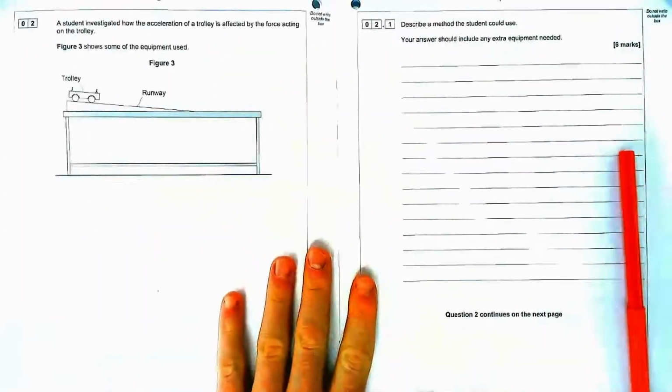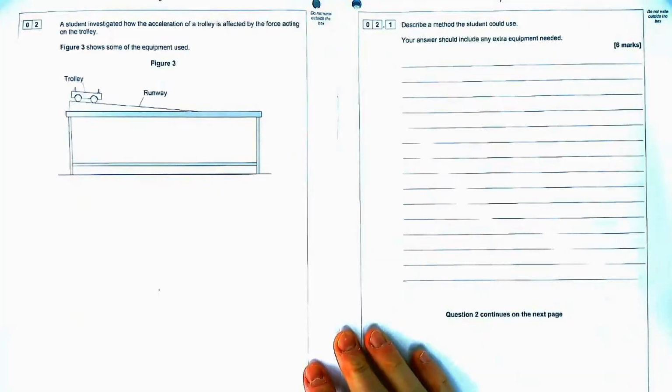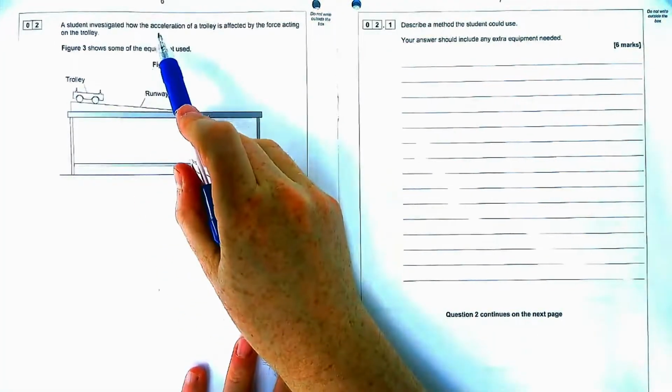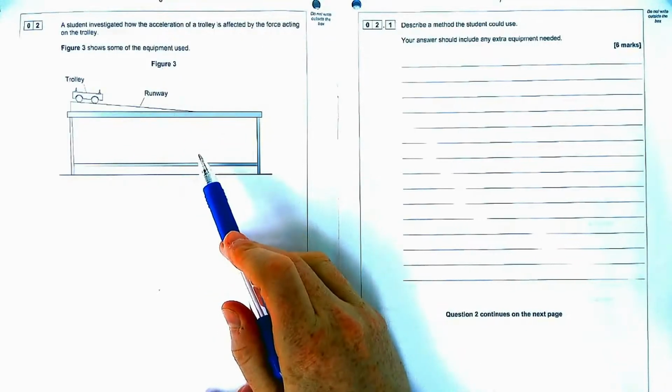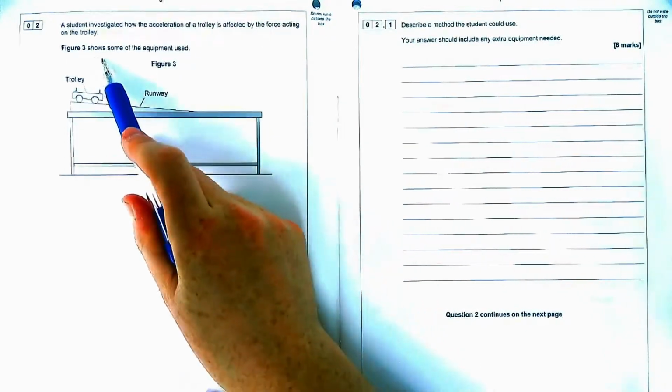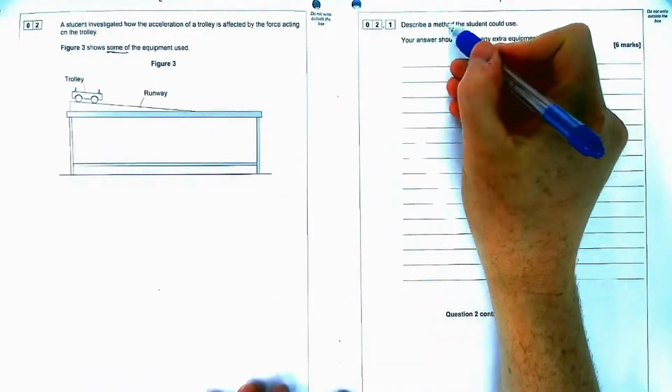Next we get on to some of the trickier stuff, because we've got a required practical for question 2, which is talking about the acceleration of a trolley. And you might notice this diagram looks pretty blank. That's deliberate because it says the diagram shows some of the equipment used, and you're going to describe a method using any extra equipment.